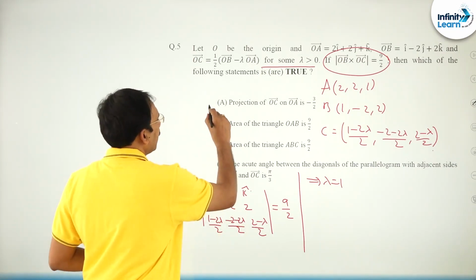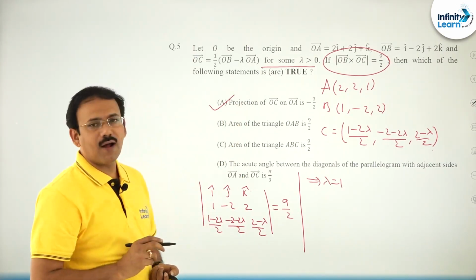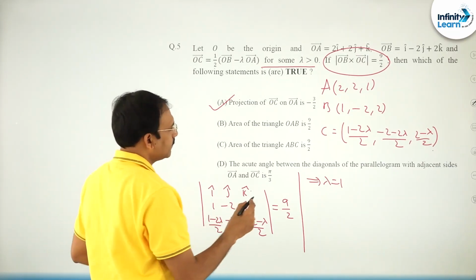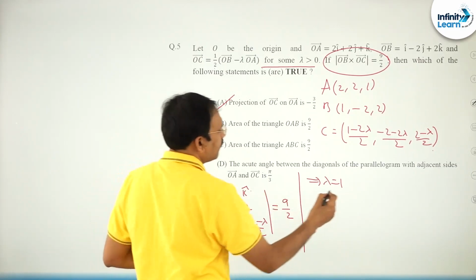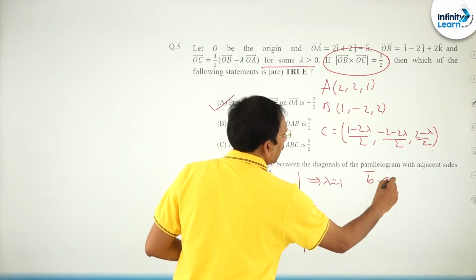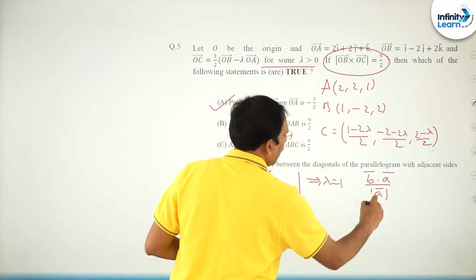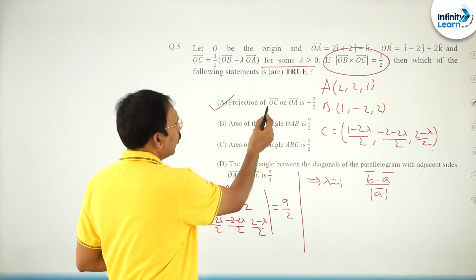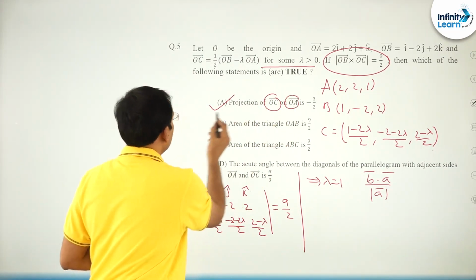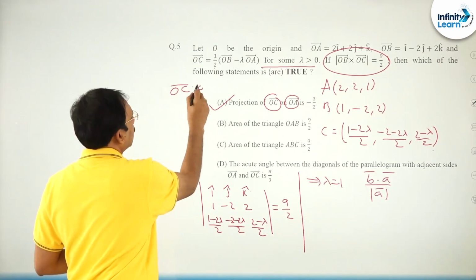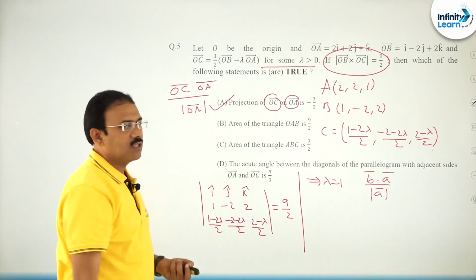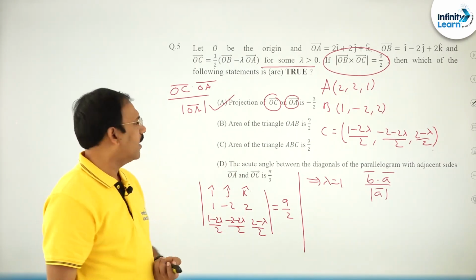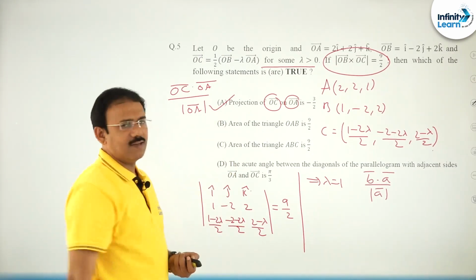Simple bits, you see, projection of OC bar on OA bar. Friends, once lambda is known, C is known now. Projection of OC bar on OA bar means OC bar dot OA bar by magnitude of OA bar. OC bar you know, OA bar you know, you compute, you will get the answer, right? This option will be valid.